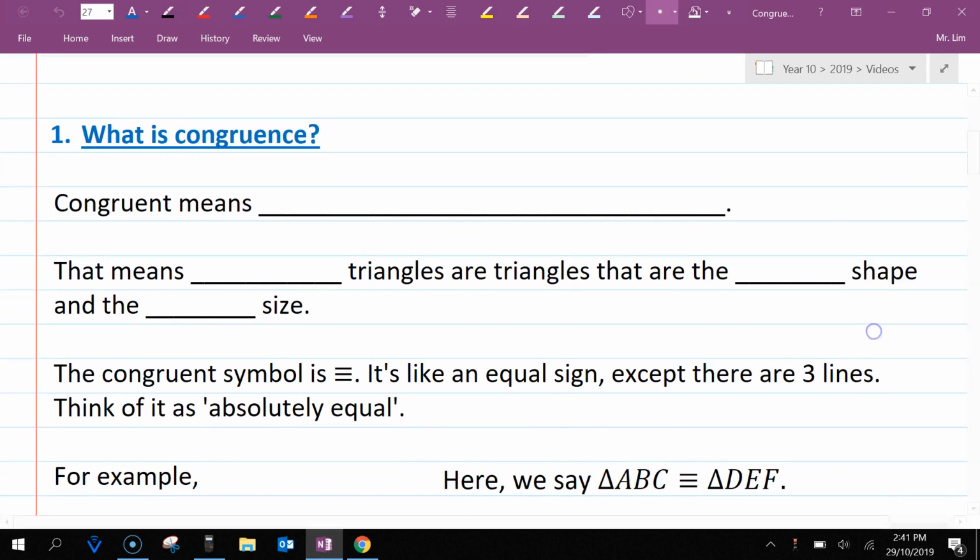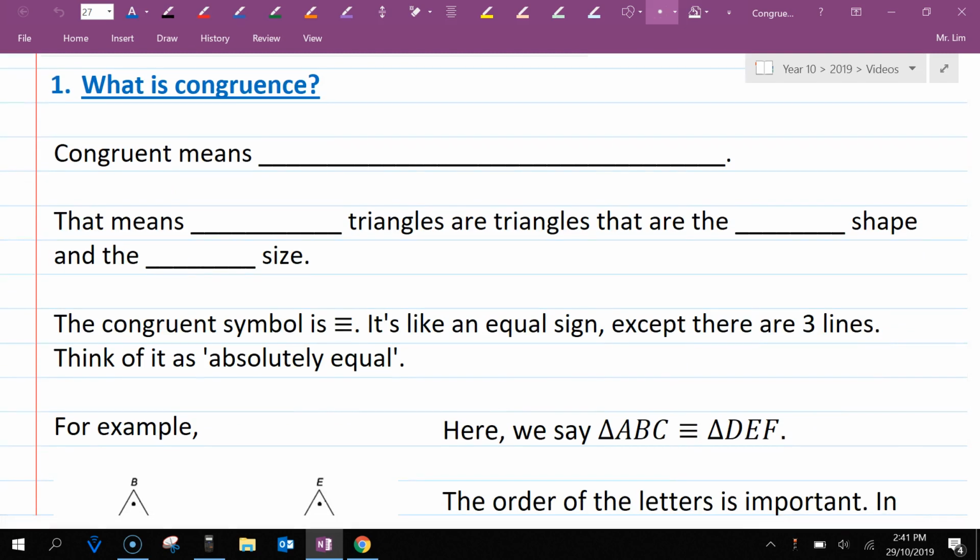So what is congruence? Congruent means identical, or exactly the same. That means that congruent triangles are triangles that are the same shape and the same size. They look exactly the same. The congruent symbol is 3 horizontal lines. It's like an equal sign, except that there are 3 lines. So I like to think of it as they are absolutely equal to each other.